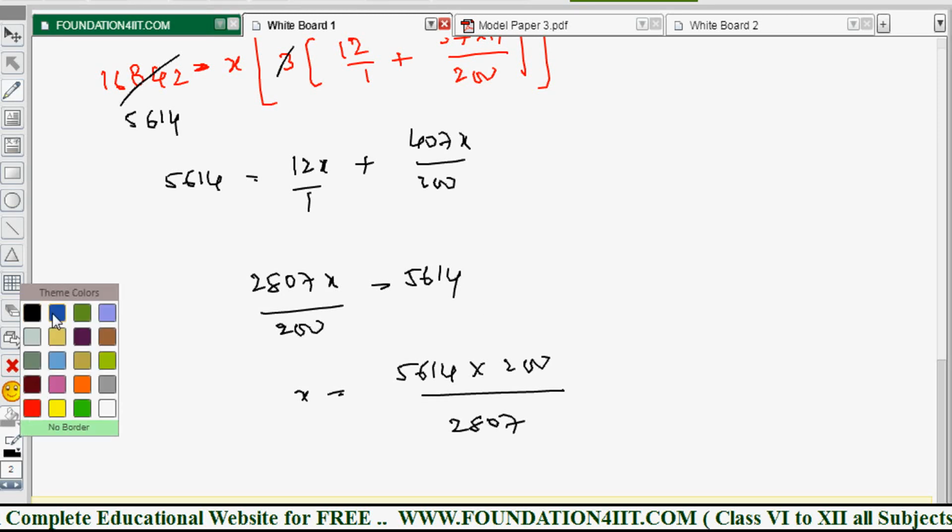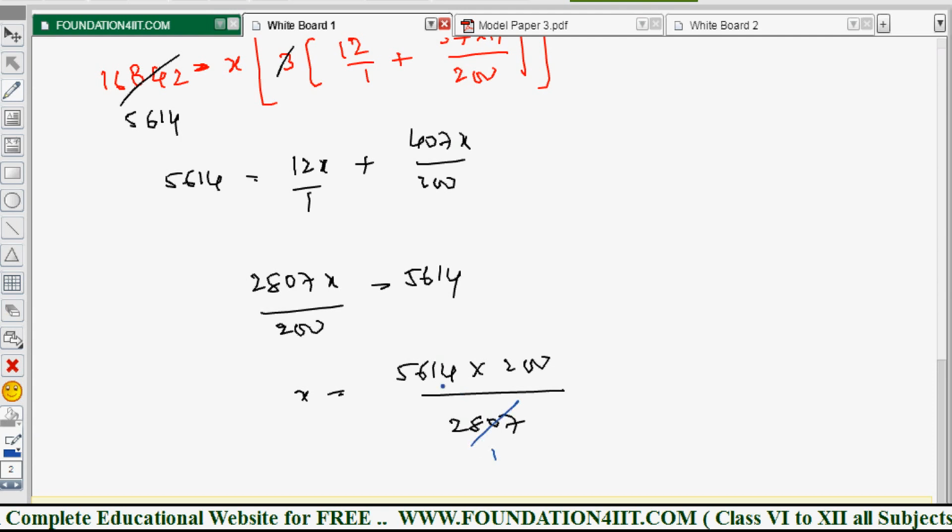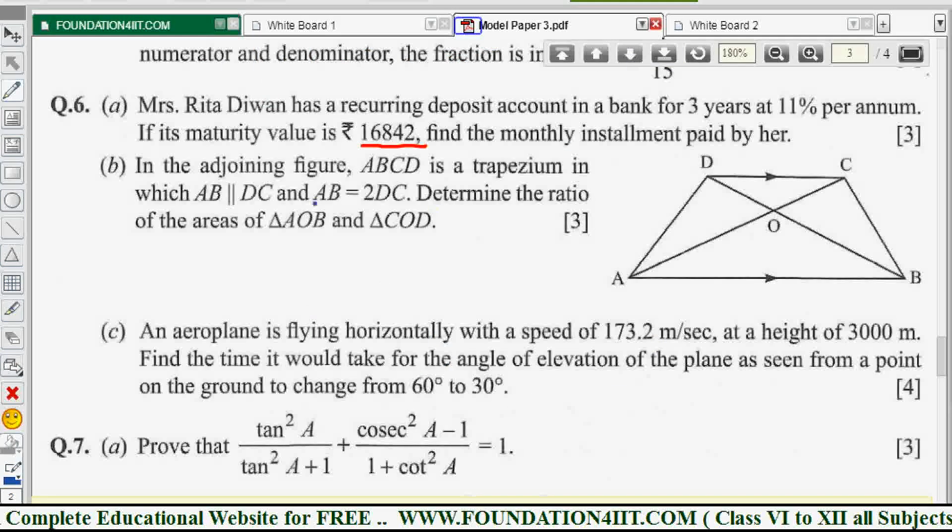Observe, this is 1s and 2s. Mostly you get calculations easily. That is equal to 400. Simple. So the monthly installment paid is 400. So rupees 400 is the monthly installment, right? And see the next one.